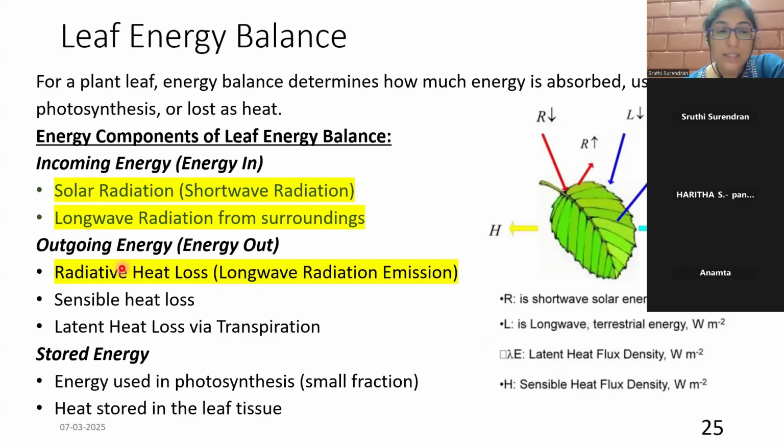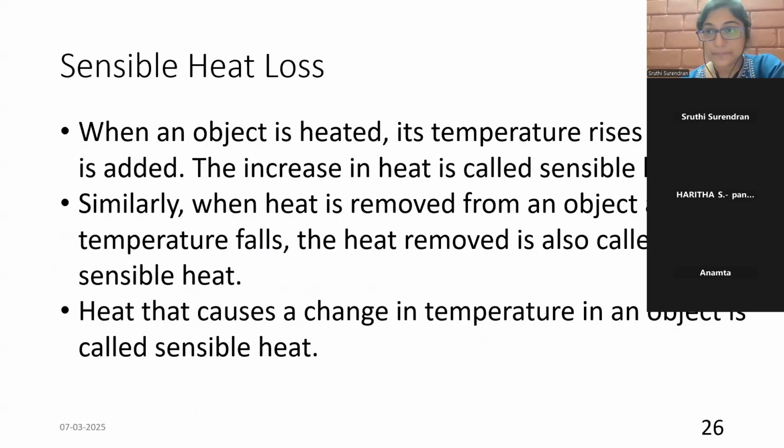So now we saw one of the components of energy that is exiting the system, which is the radiative heat loss, or nothing but the long wave radiation that is being emitted by the plant. Now, another energy that is emitted by the plant, or heat that is thrown out or released by the plant, is sensible heat loss. So, what is sensible heat loss?